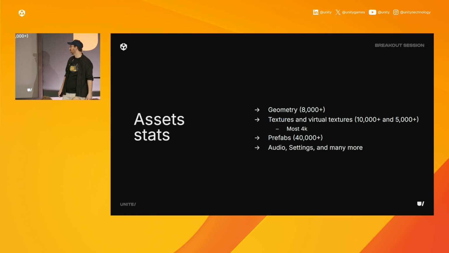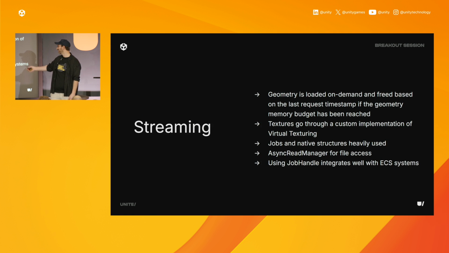And textures and virtual textures, we have a total of 15,000. Most of our content is in 4K. So this is huge in disk space, and it's also huge in memory. So we had to find a solution for that. And prefabs, which are gameplay prefabs and render prefabs, what I mentioned earlier, we have over 40,000, and this increases all the time very quickly. And then a bunch of other assets that I just want written so you know that this is not all, but they are not relevant. They just do what you think they do.